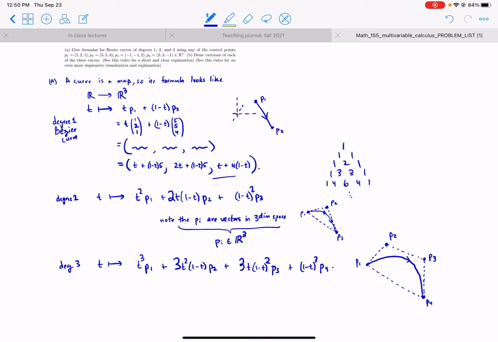And this is it. That's it. I gave the formula of a Bezier curve of a line, a quadratic degree 2, and a cubic degree 3. And this allows me to do design problems and art with 3-dimensional space, and even higher dimensional space, if I like. Okay.